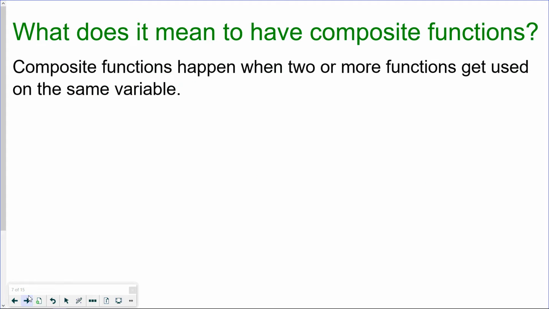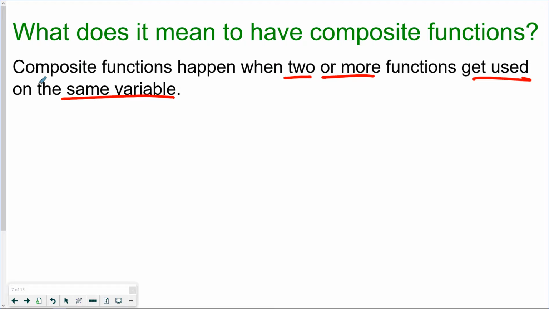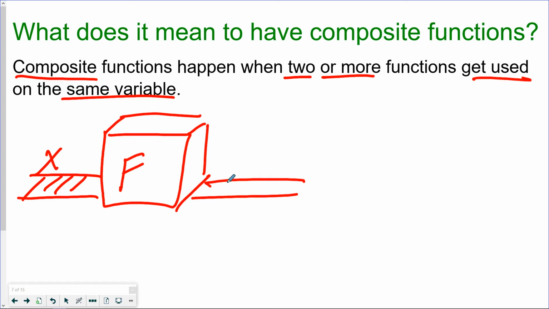So what does it mean to have a composite function? Composite functions happen when there are two or more functions that get used on the same variable. If we continue our star machine from Dr. Seuss, a composite function just means we have a conveyor belt, and we put our x on it, and it goes through the function machine f. Here's f. And then on the other side of the conveyor belt, it spits out y.